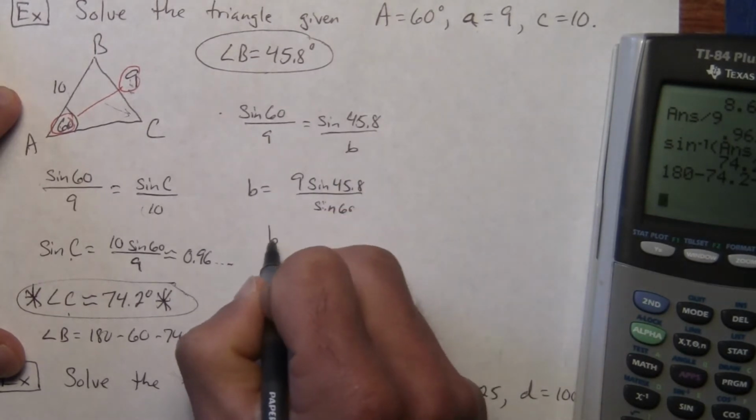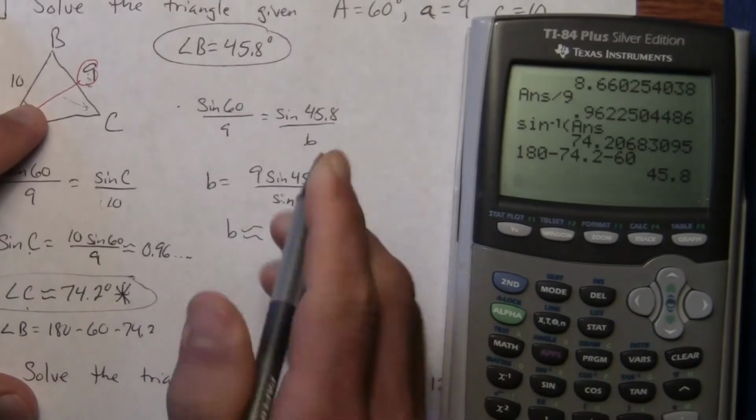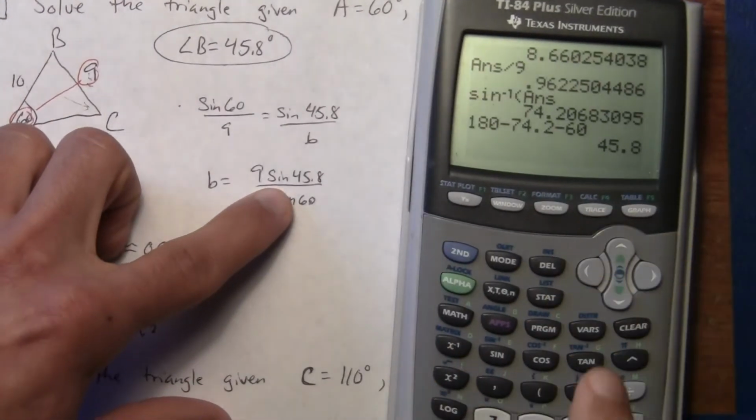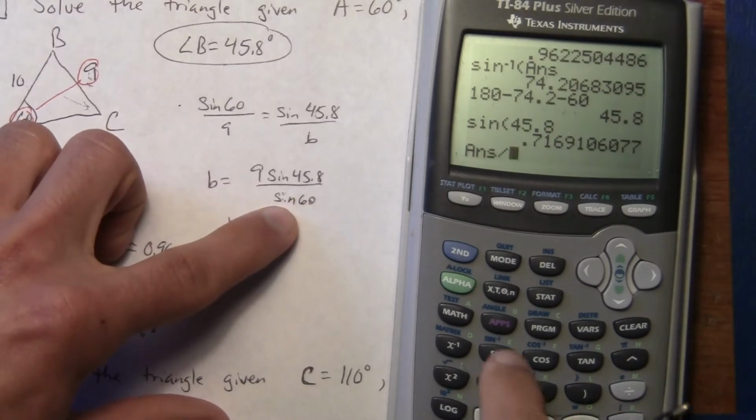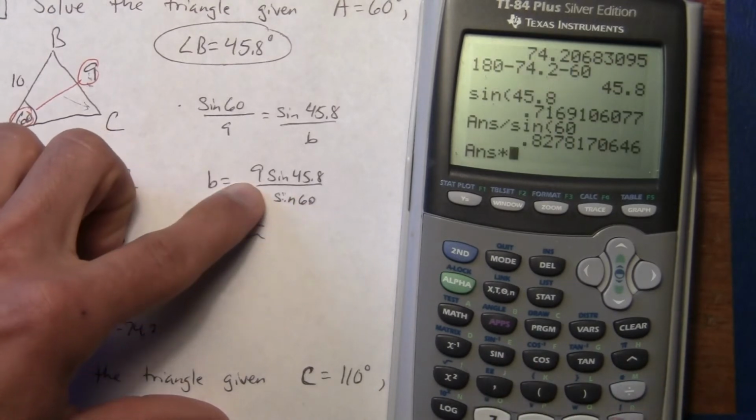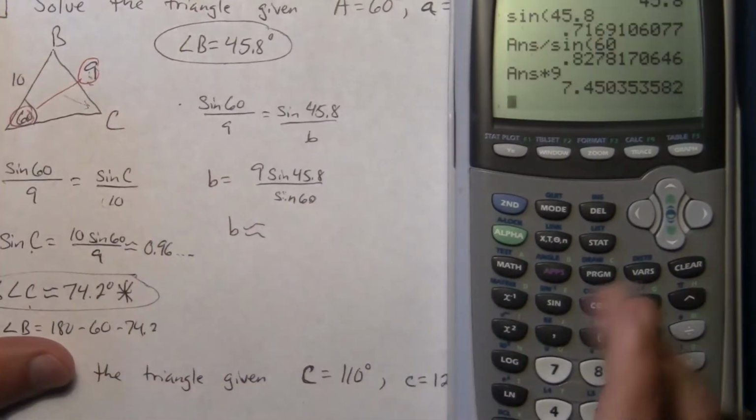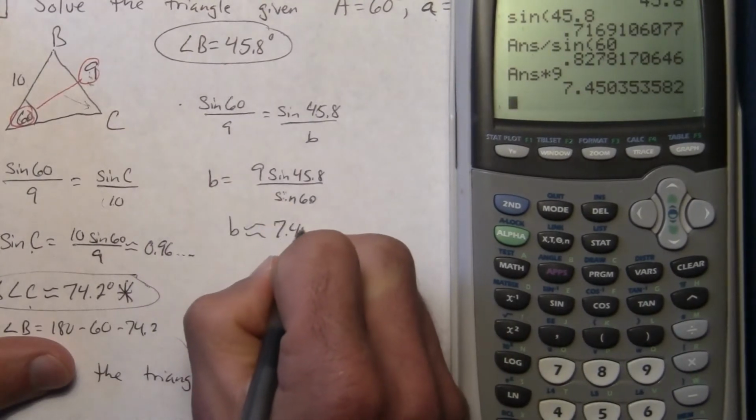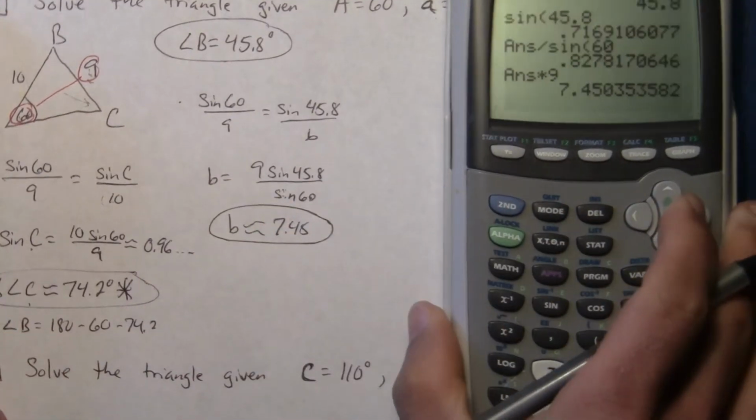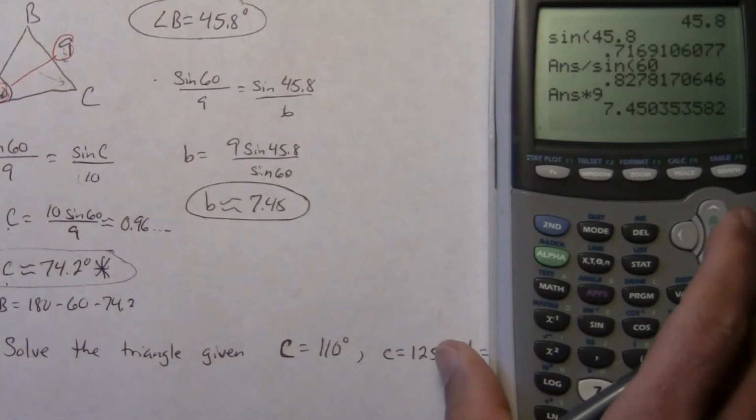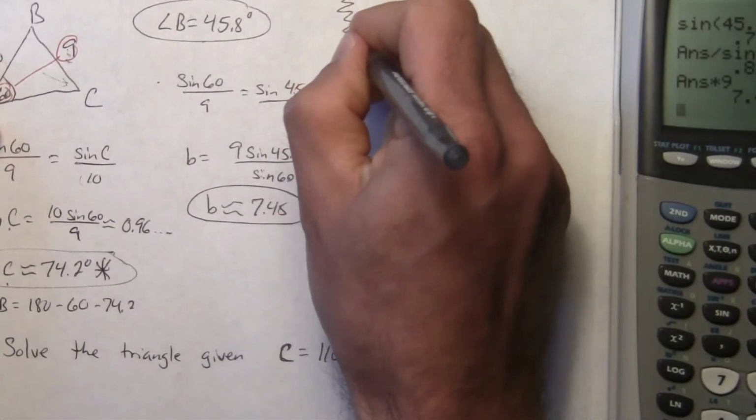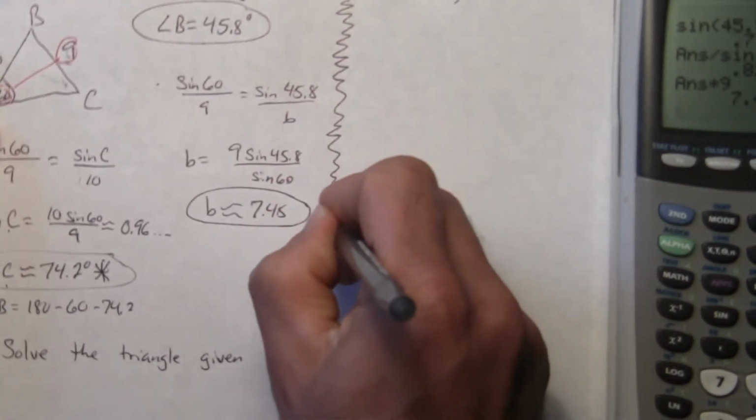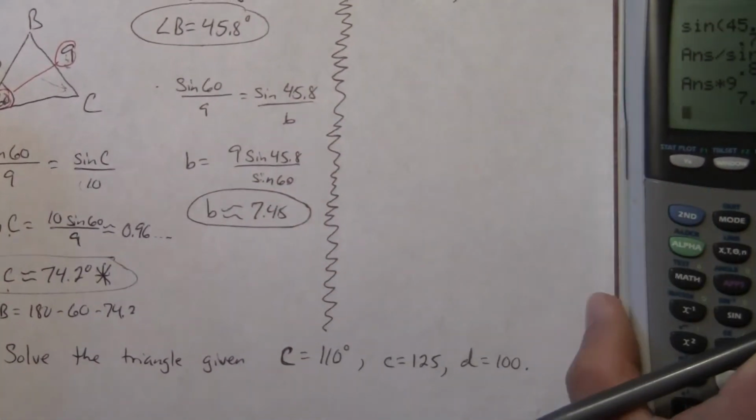And now I can type all of this in. I'm going to start with the sine of 45.8, hit enter, divided by the sine of 60, hit enter, and then I'll multiply by 9, and it looks like it's approximately 7.45. And if you rounded to 1 decimal place, that's fine. So there's one triangle for sure. Now, I don't have the little picture like I had in class to look at for how do I know the second triangle. You just have to kind of remember the rule.